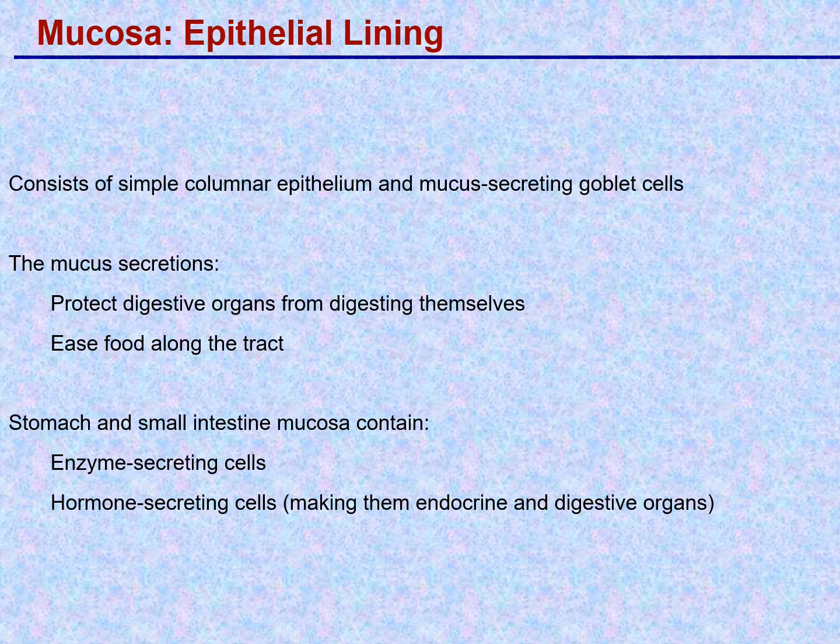If we look at the GI tract in the area of the stomach and in the area of the small intestine, there are also some enzyme secreting cells and also hormone secreting cells. Hormone secreting cells are found in endocrine organs. So this would make the gut, in the stomach at least, and in the small intestine, both endocrine and digestive tissue.